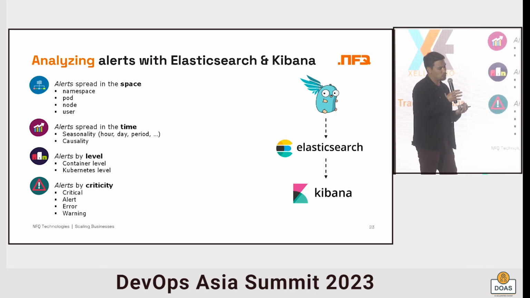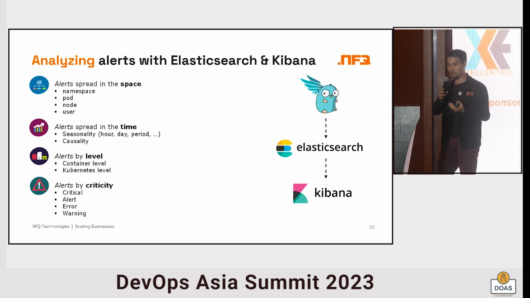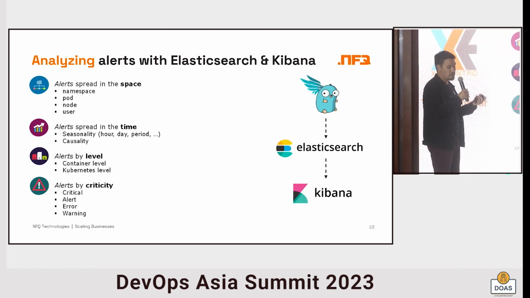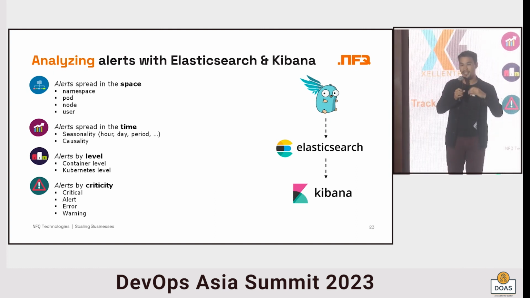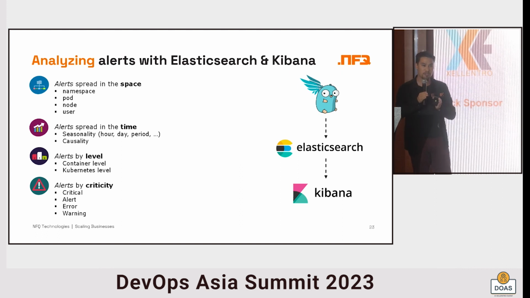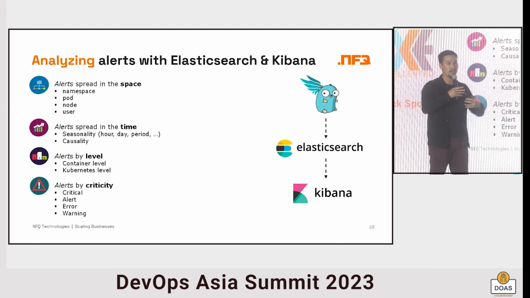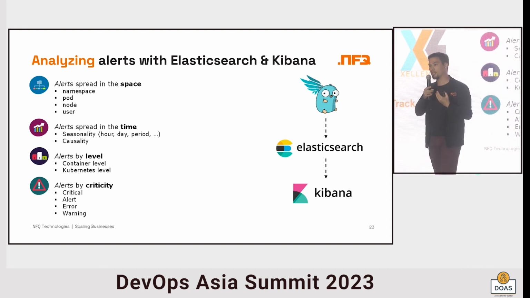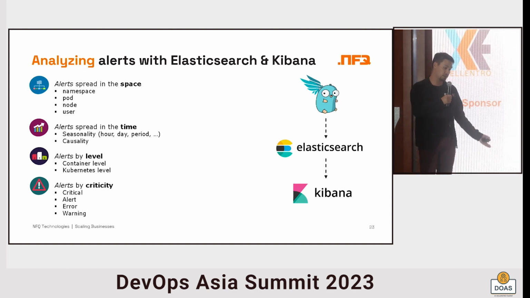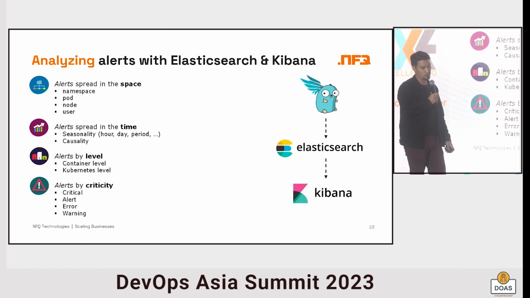What exactly can we do? Of course, we can analyze in space, in time, in level and criticality. For example, I would like to understand in which namespaces, in which pods, what kind of user is generating these alerts. When does it happen? Do we have specific hours? Do we have specific time periods when it's happening? And do we have any correlation between these alerts? I would like as well to have different levels. Is it mostly container? Is it Kubernetes? And then I can work with the teams to actually improve that.